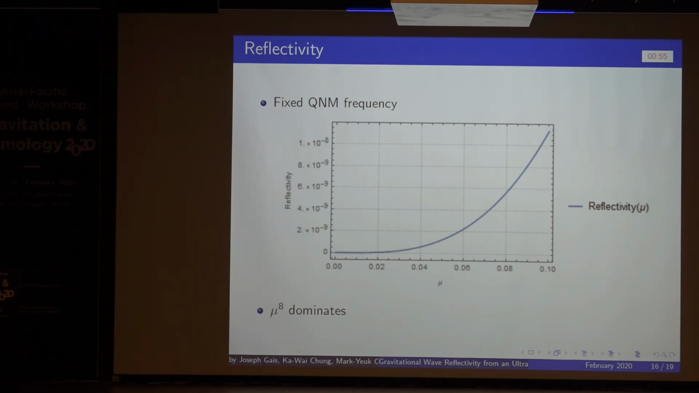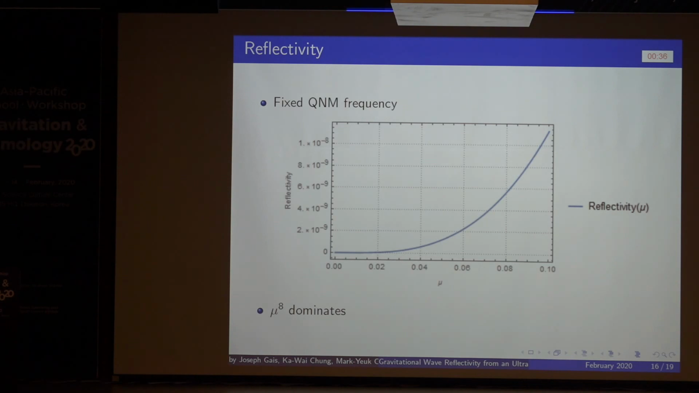Mu also carries the dimension of mass, right? And m also carries the dimension of mass. No, sorry, mu carries a unit of inverse mass. Yeah, so m mu is dimensionless.